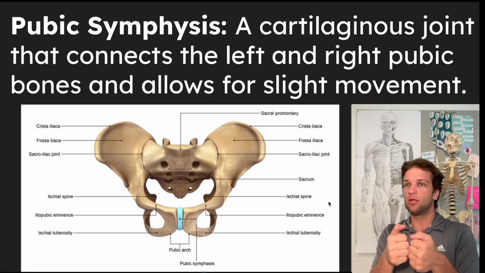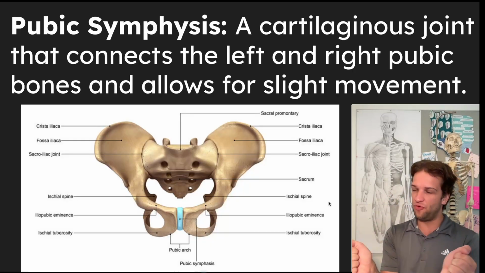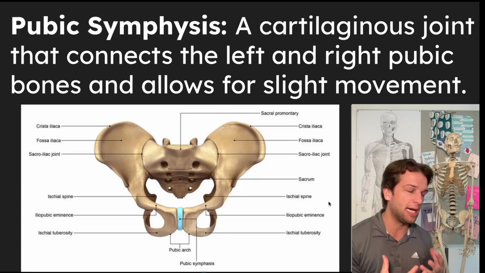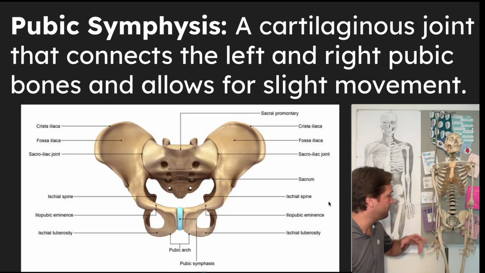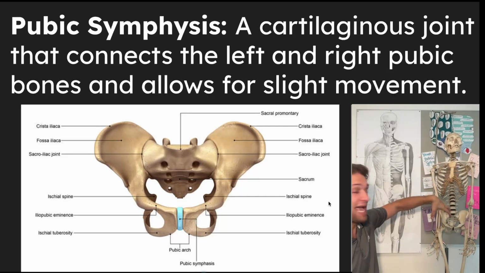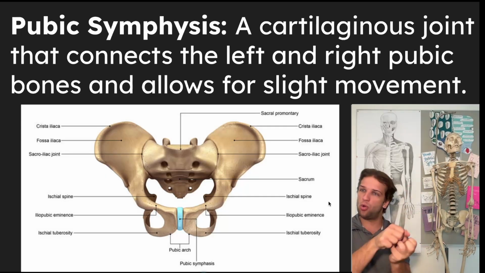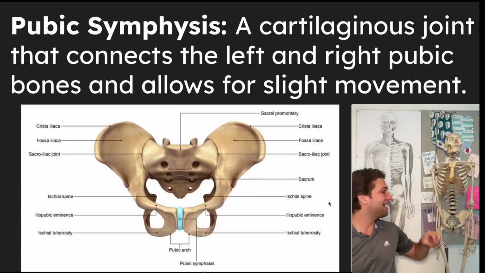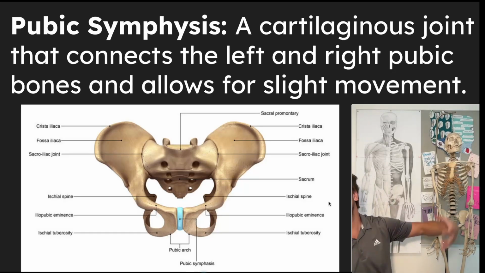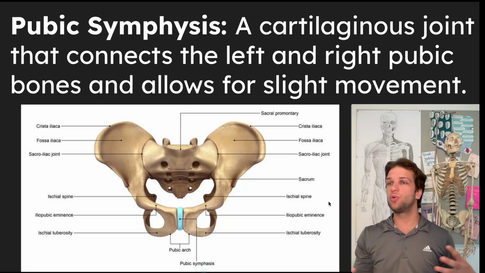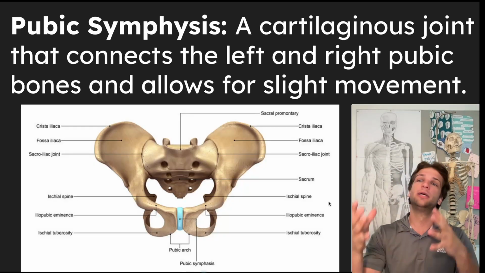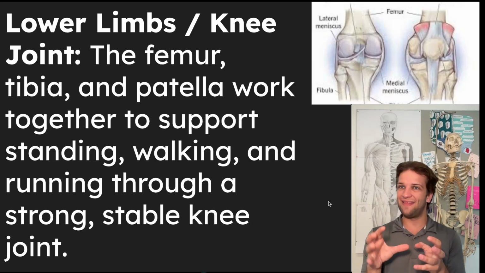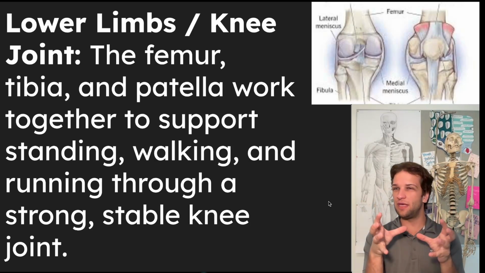We need this cartilage because we need some level of movement to actually facilitate childbirth, right? So when a baby is being born, as it comes out, its head has to be able to mold, shape, and come through the pelvic girdle. Because of that, having a little bit of cartilage here is really important, because that cartilage will allow for some level of expansion to make that process a little bit easier. And so that's the pelvic girdle, right? That is most of the important bits.